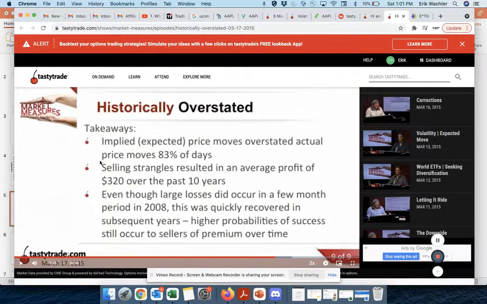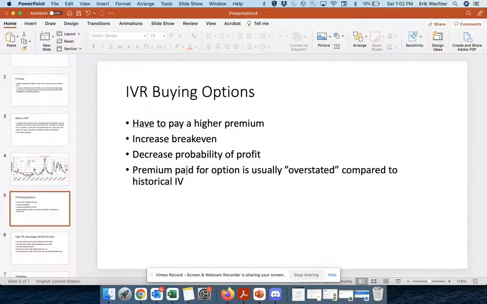So another Tastytrade study showed that the expected move is actually overstated compared to where the actual price moves. So implied volatility is overstated compared to historical volatility. That means as an option buyer, you are overpaying for premium more often than not. Okay, so that's why in many ways you do have an edge as an option seller. And so the flip side of that, conversely, if you want to be a buyer of options, then what would be a good environment to do that in?